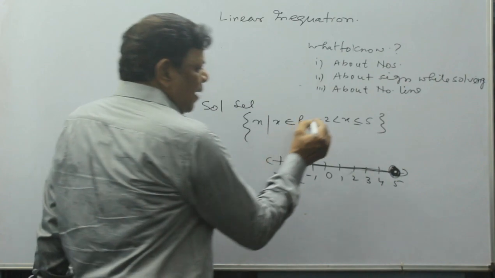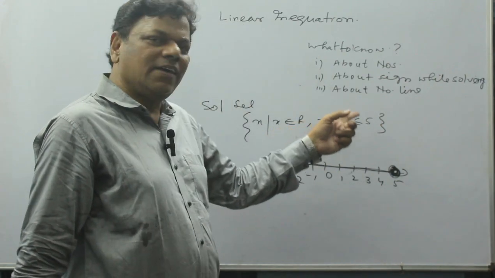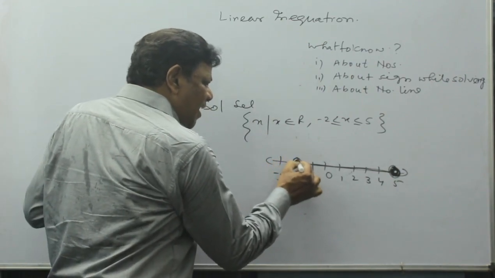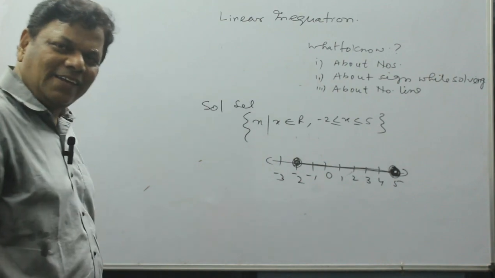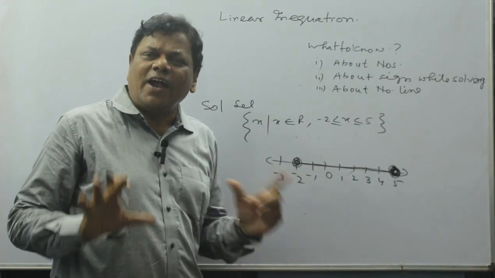But let us say here also the equal to sign is given, here also the equal to sign is given. At that time what to do? Both should be dark. Clear? So in detail we have to understand about the number line while doing sums.